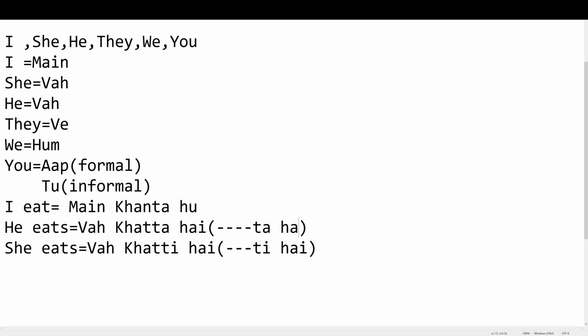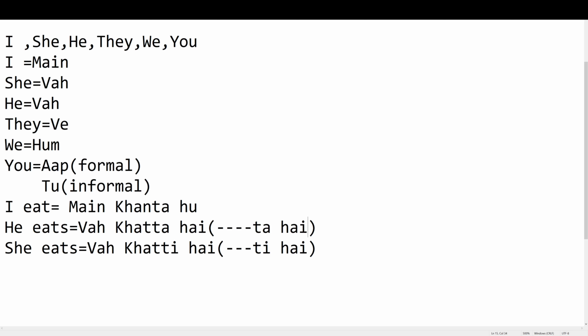Okay, ता है. Like वो खाता है, he eats. वो and वह, you can use both the words. वह is more formal, and if you want to say informal way, you will say वो. Okay, वह खाता है. This is formal sentence. So always remember for male at the end ता.